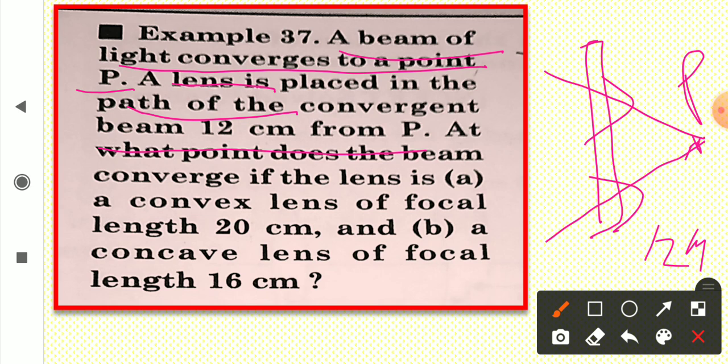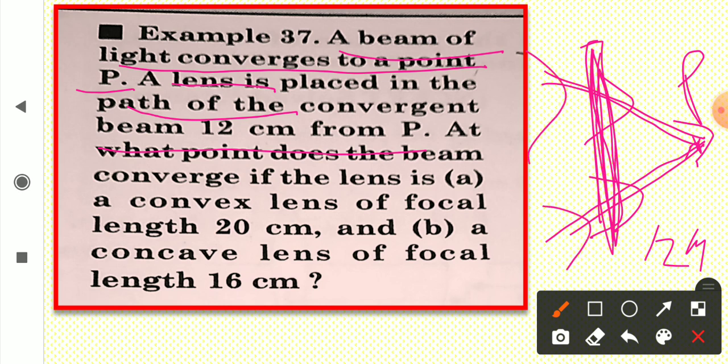Right. Now, you have to find out at what point does the beam converge. That means you have to find out the position of the image. See, initially the rays were coming along this direction, and now a lens is placed in the path of the incoming light, incident light, and you have to tell the position of image. The distance of this point P is 12 centimeter from the lens.